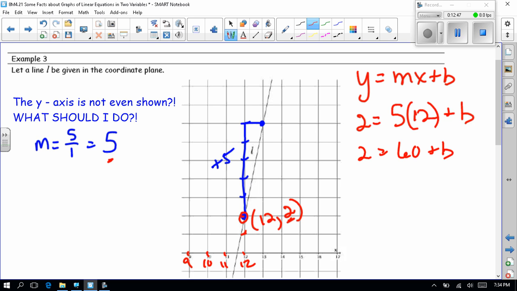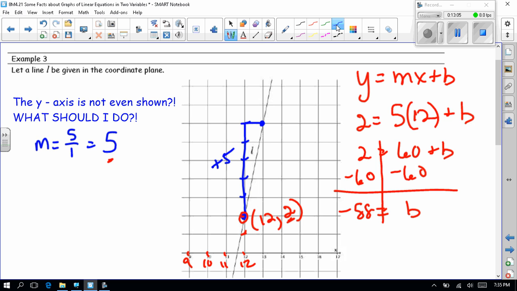I want my b all by itself, so I'm going to subtract 60 from the right side of the equation. Whatever I do to the right side, I've got to do to the left. 2 minus 60 is negative 58. So b equals negative 58. I can write that in my equation. Y equals, slope is 5, minus 58.